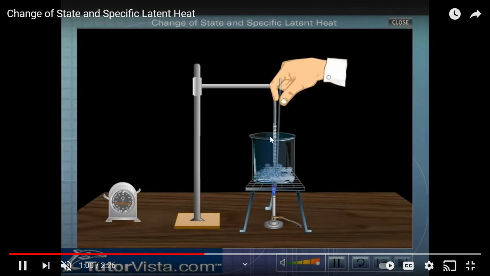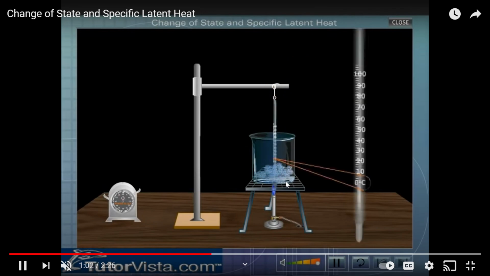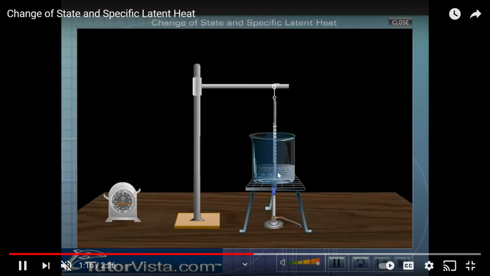So we will stir the ice so that the temperature is constant all over inside the beaker. And you know, when all the ice has melted, that means now there is no ice, only water is left. Till then the temperature will be zero.